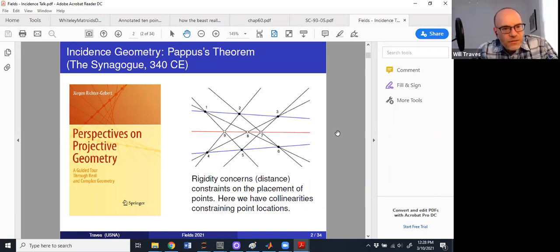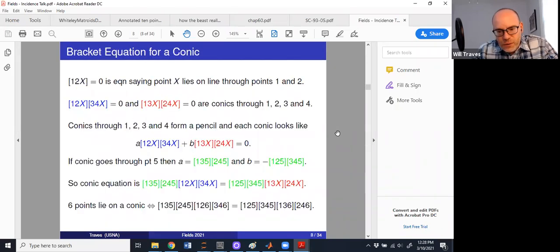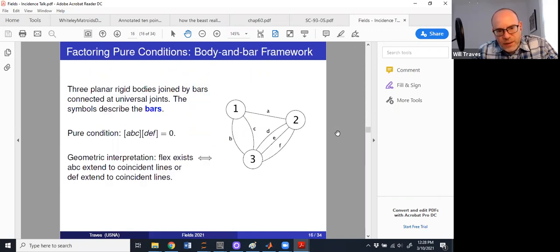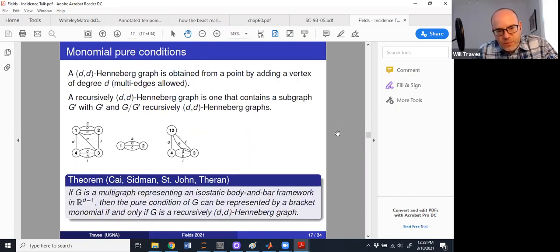And I'll make my slides available too, if people want to review the material that we did talk about. There's a couple of things I didn't talk about and I won't talk about now, but you can read more about them, including a nice result by Jessica Sidman and Louis Theran and Audrey and Blumen Kai about characterizing when certain graphs have a monomial pure condition, which are situations where you can really easily interpret the pure condition vanishing.